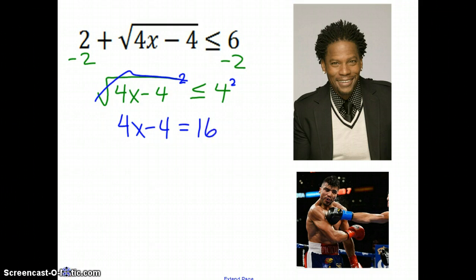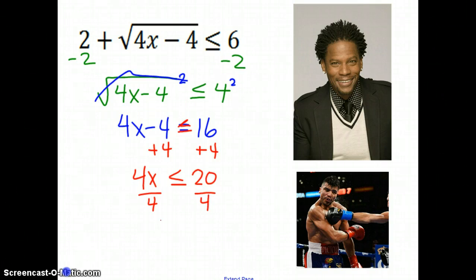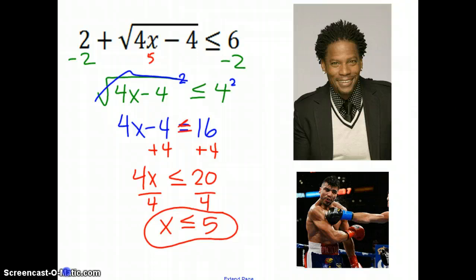Solve for x. Adding 4 to both sides. We get 4x. Oops, I forgot about that inequality. 4x is less than or equal to 20. Divide by 4. X is less than or equal to 5. That's our answer. Again, we want to check. If we put a 5 in there, 4 times 5 is 20. 20 minus 4 is 16. The square root of 16 is 4. And 2 plus 4 is 6. 6 is, in fact, less than or equal to 6. So we're good and checked.